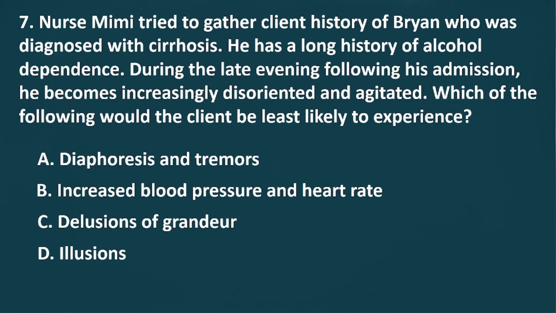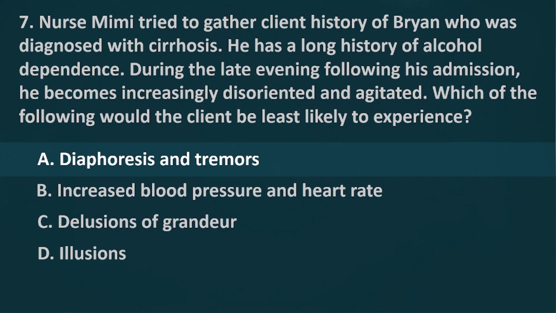Let's apply the process of elimination. Alcohol is considered a central nervous system depressant. Therefore, a withdrawal would cause an opposite reaction. Thus, an increase in sweat, also known as diaphoresis, and an increase in hand movement, which is tremors, is expected. Increased blood pressure and heart rate are symptoms observed for patients with alcohol withdrawal.